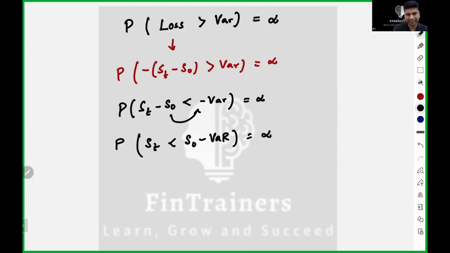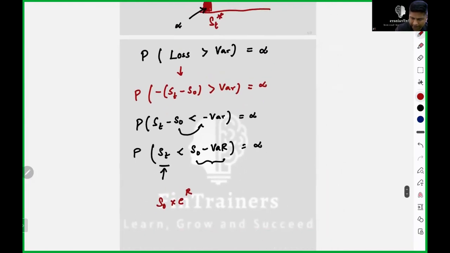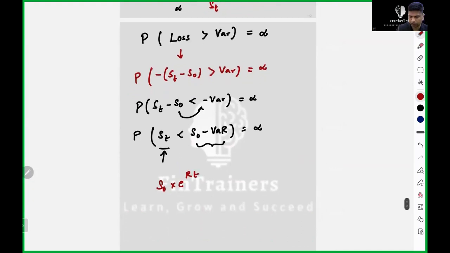Now here you can see this S0 minus VAR, we are comparing it to ST. But this ST is logarithmically distributed, and I want to make it into something normally distributed. So I'm going to express it as S0 multiplied by e to the power RT at time t. Okay.